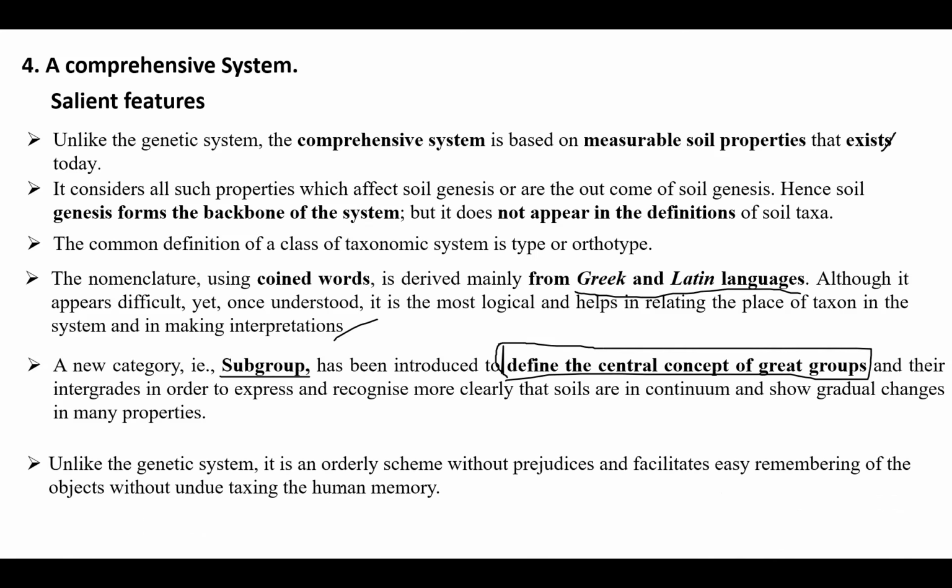And unlike the genetic system, it is an orderly scheme without prejudice and facilitates easy remembering of the objects. So here, unlike in the genetic system, we cannot prejudge, I mean, we cannot give any decision without seeing any property, because they have given more emphasis to the present properties. We cannot prejudge. That means we cannot decide what type of soil it is before going for any analysis. So this is regarding this point. So these are the salient features of the comprehensive system or seventh approximation soils.